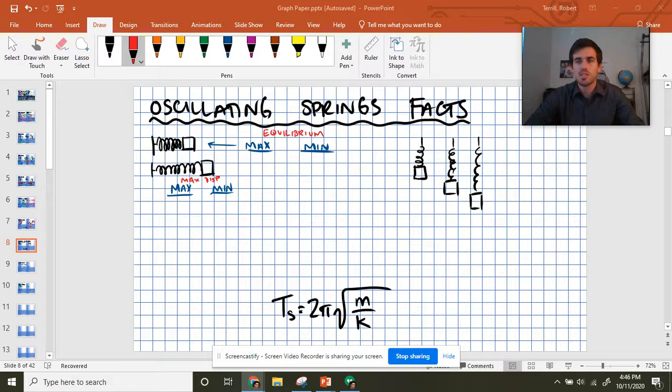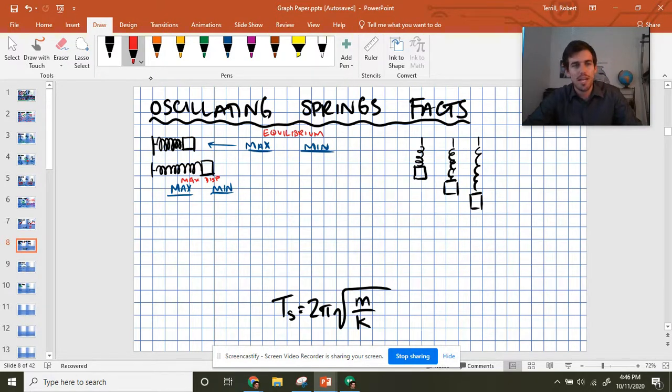So the first thing that I'm going to talk about is some of the maximums and minimums as this oscillating spring is going back and forth. Based on what I have drawn here, this is its equilibrium point, and this is pulled all the way back. I'm not showing the all the way in point, but that's another maximum displacement. So anything that applies to this maximum displacement also applies to that one. So going back and forth, let's start here.